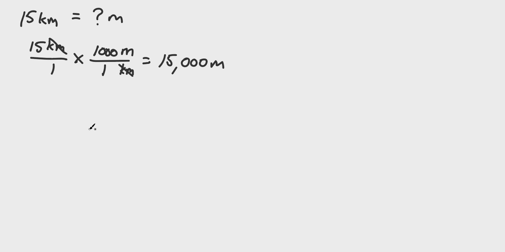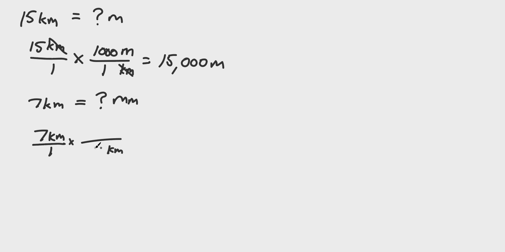Okay, let's do it a little more difficult. Let's take 7 kilometers, and I want to know how many millimeters there are in 7 kilometers. So this gets a little more difficult. Again, we're going to start with what we know. Put 7 kilometers over 1. We're going to multiply by another fraction. We want to get rid of kilometers, so we're going to put that on the bottom.